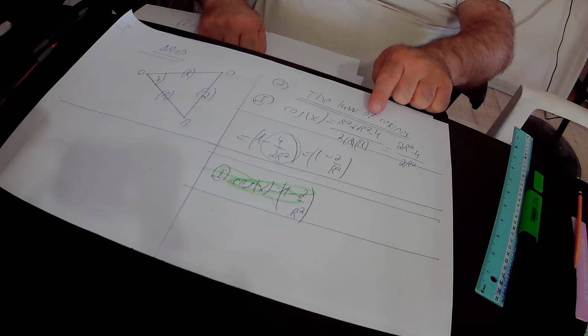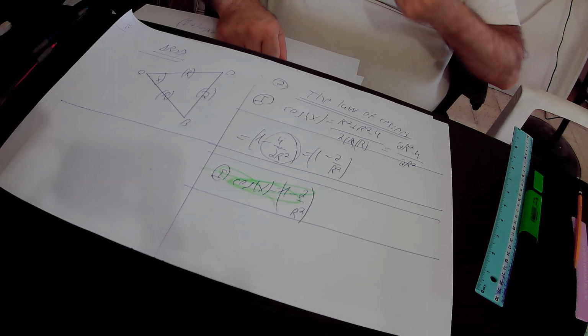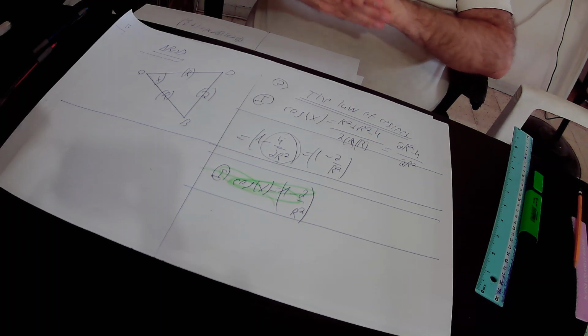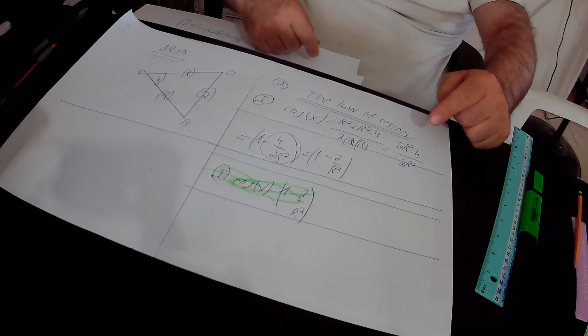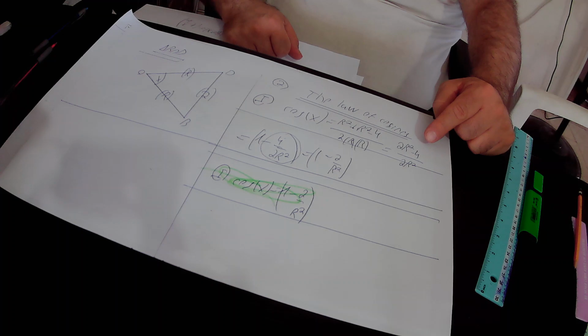So in total, in the numerator we have R square plus R square minus 4, divided by 2 times OD, that is R, times OB, that is also R. So in the denominator we have 2 times R times R. In conclusion, according to equation 1, cosine X equals R square plus R square, that is 2R square, minus 4 over 2 times R times R, that is 2R square. So cosine X equals 2R square minus 4 over 2R square.